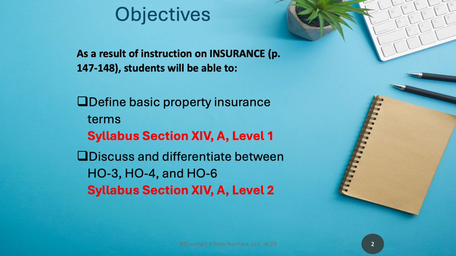Objectives in this chapter include, we're going to define basic property insurance terms, discuss and differentiate between HO3, HO4, and HO6 policies. You'll see what that means in just a moment, and those are the only ones currently listed on the syllabus from the Real Estate Commission. That's why we choose those specifically to deal with.